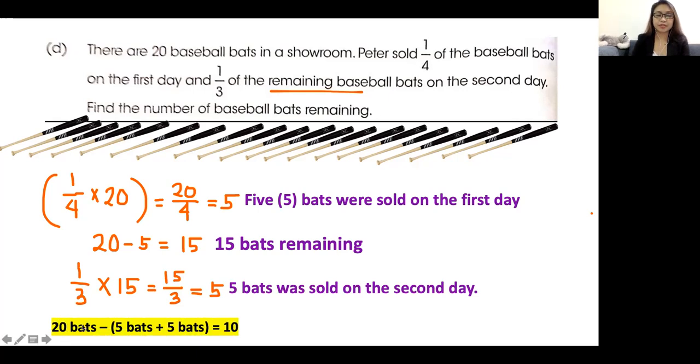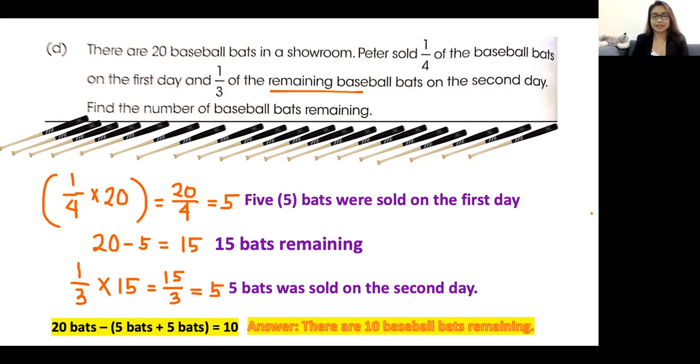Okay, so there are 20 bats minus the ones that were sold, which is 5 bats and another 5 bats. So it's equal to 10. All right, so 20 minus 5, minus 5 again. All right, that is 10. So there are 10 baseball bats remaining. Okay, I hope you get that.